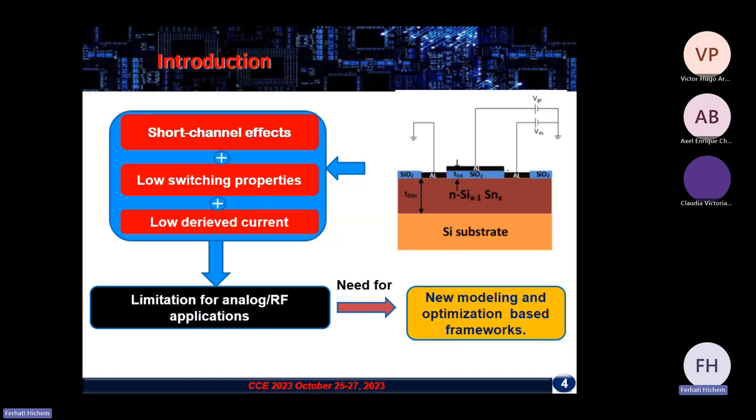Basically, downscaling the transistor and using thin film structures can lead to several undesired effects, such as short channel effects, low switching properties, and also low drive current capability, which can limit the analog and RF performances of the device. So we need new modeling and optimization based frameworks to enhance the device performance.